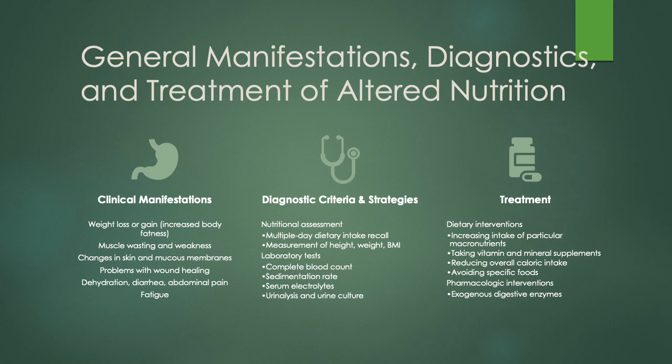As far as your treatment, you want to do some dietary interventions. If it's undernutrition, you want to encourage intake of macronutrients and fluids. You want to encourage taking vitamins and mineral substances and supplements. For obesity or overnutrition, you want to reduce the overall caloric intake. You want to avoid specific foods, and then you may even seek pharmacological methods for that, particularly exogenous digestive enzymes, which help the body process nutrients when ingested.